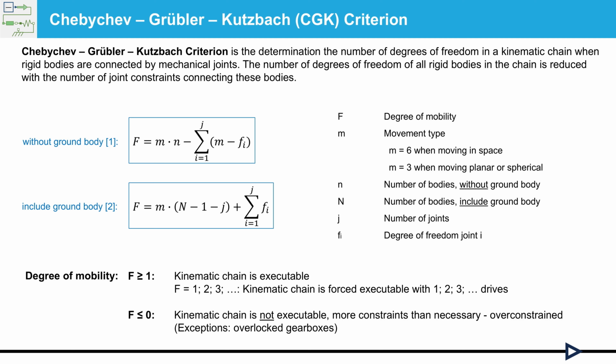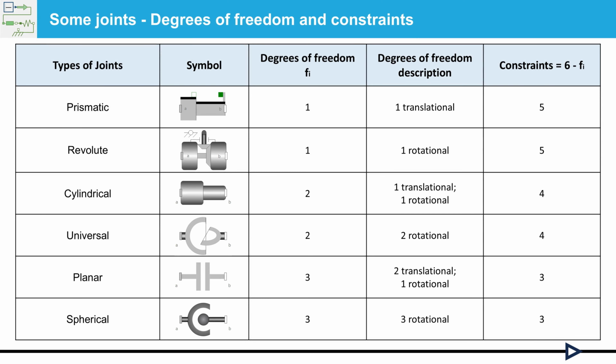If F is greater than or equal to 1, then the kinematic chain is executable. F is 1, 2, 3 and so on. The kinematic chain is force executable with 1, 2, 3 and so on drives. But if F is less than or equal to 0, then the kinematic chain is not executable. More constraints than necessary. Over-constrained. An exception is overlocked gearboxes.